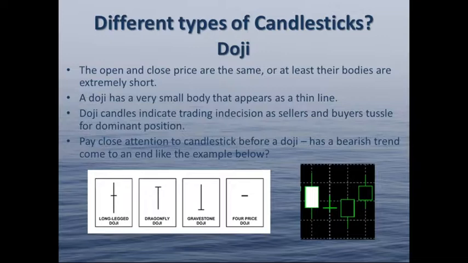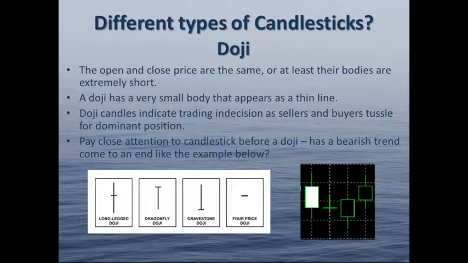Therefore, the price movement is at most minimal. Doji candles demonstrate trading indecision as sellers and buyers tussle for dominant position. All traders should pay close attention to the preceding candlestick.